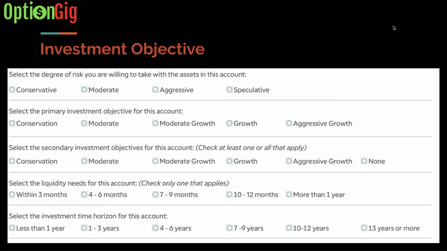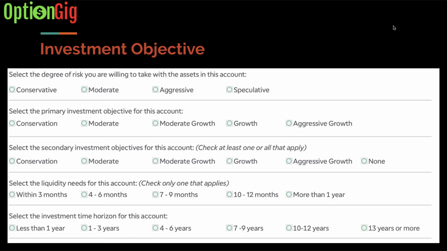How much liquidity do you need to have in this account? Do you need the money in this account within the next 3 months for some other event? Or the money that you're putting in this account, you really don't need it for the next 1 year? What's the investment horizon for this account? Is it less than 1 year, or more than 10 years, more than 15 years? So these are the type of questions that will give some insight to the broker.